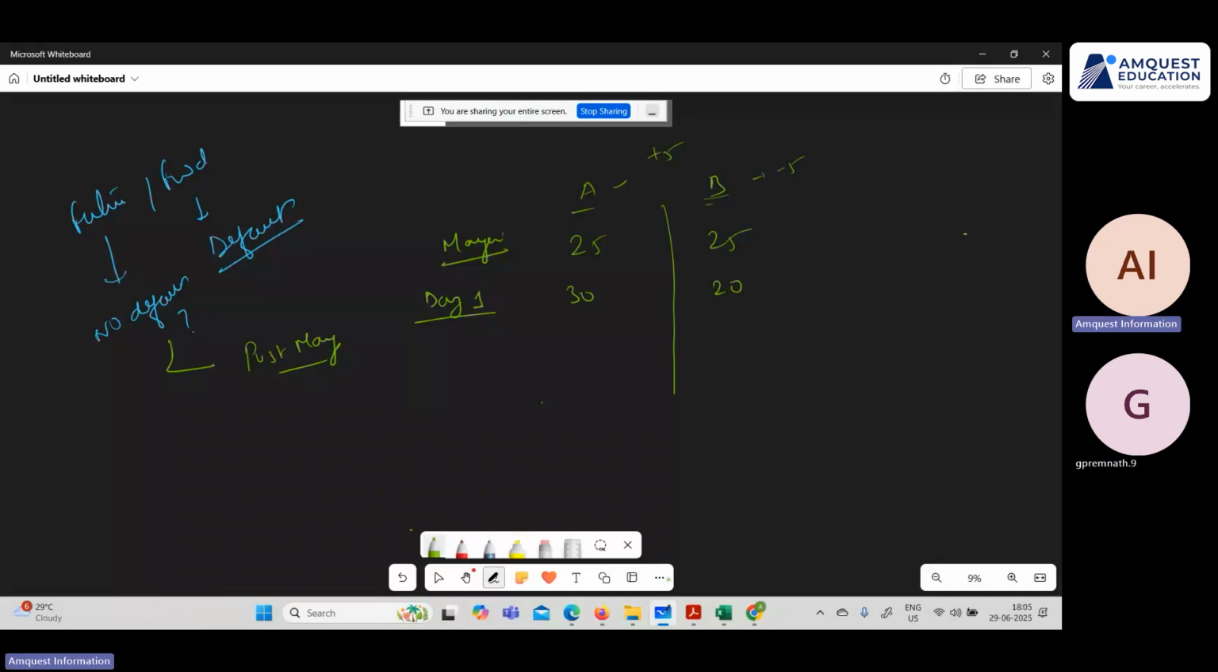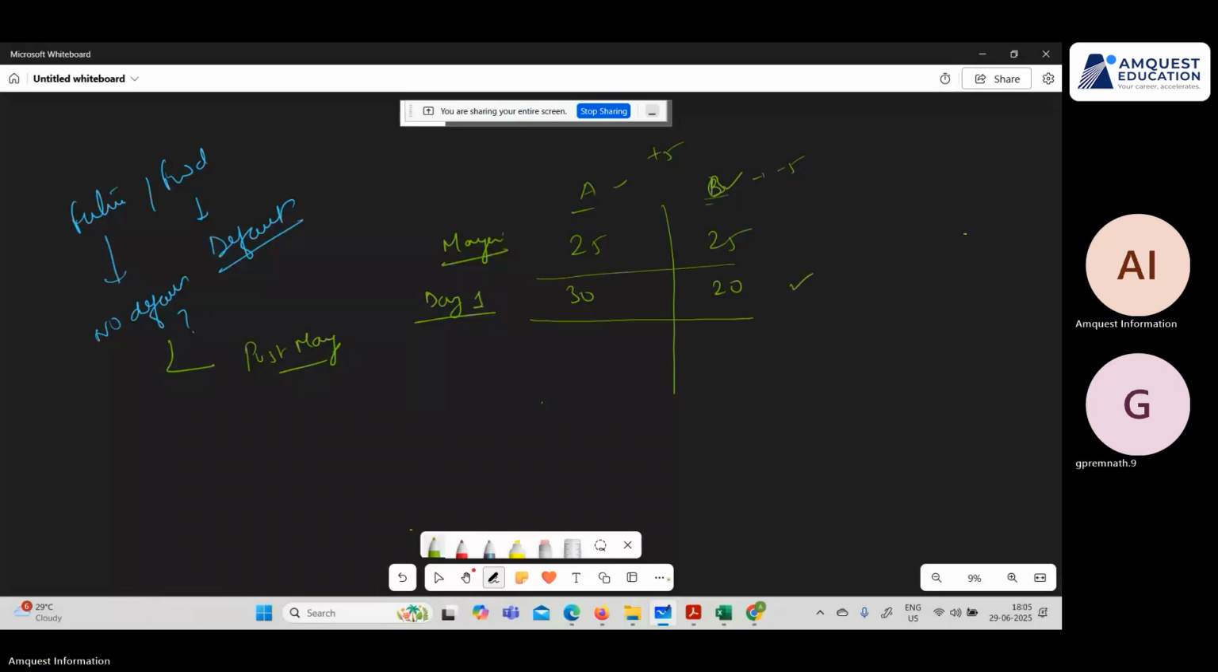Right? Why is there no default? Because now B will think maybe next day I'll earn more. And A would think maybe I'll earn more. So nobody will default. Let's think about this. At the contract maturity, what if the price still remains the same? So at least we will get 20.